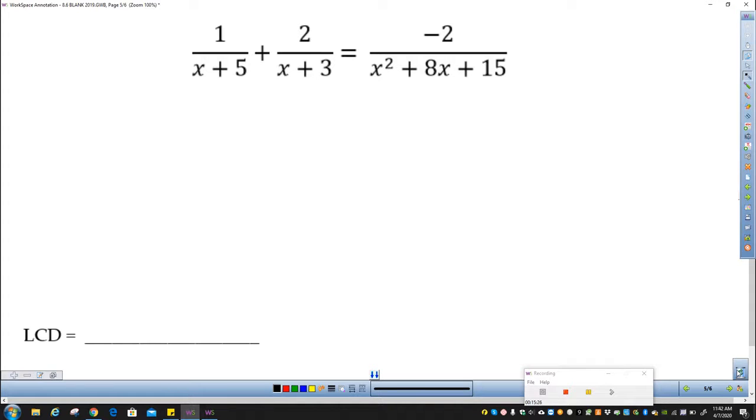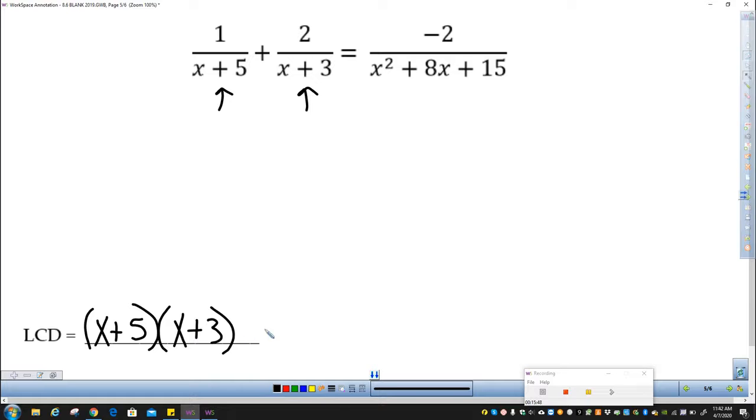All right, we have two more that we're going to take a look at. So this next one, thinking about our LCD, from the first denominator, we're going to take that first factor, put it in parentheses, x plus 5. And then from the second denominator, we've got an x plus 3. Now for this last denominator, notice how this factors into x plus 5 times x plus 3, where both of those factors are already represented in the LCD. So we are ready to go.